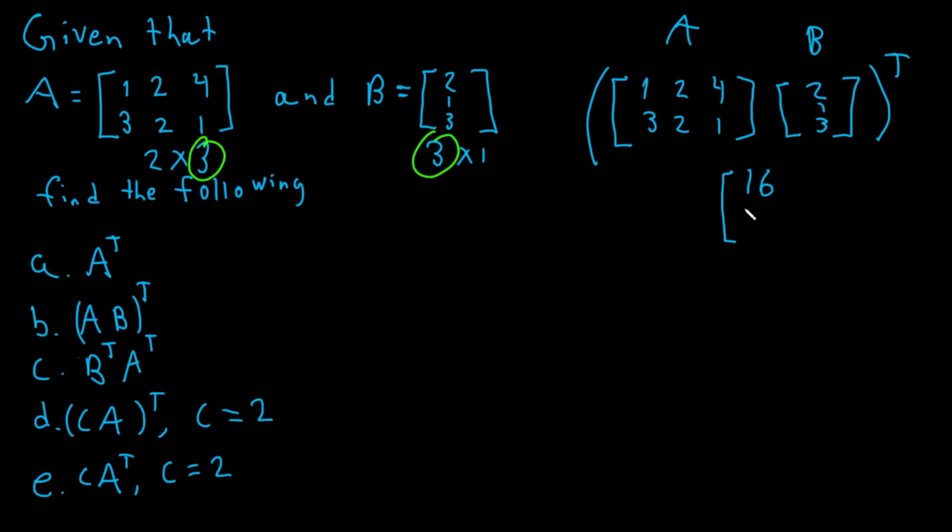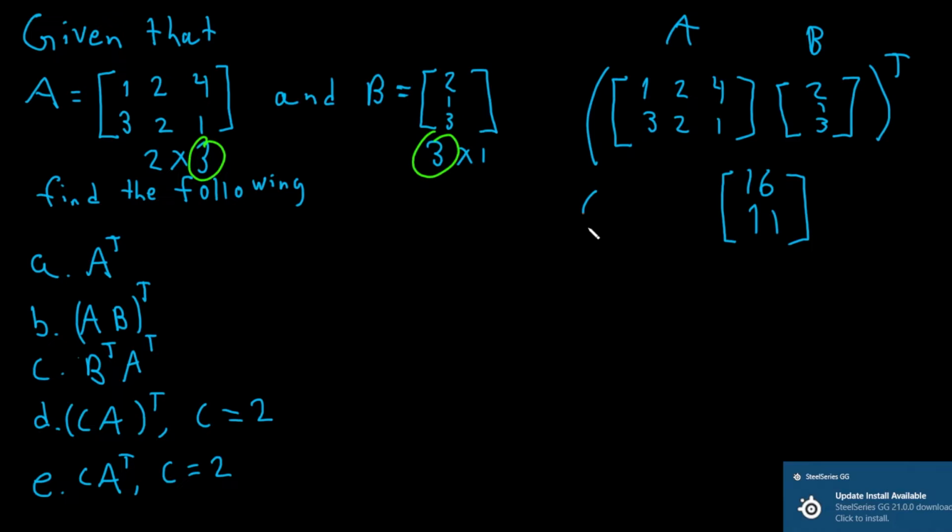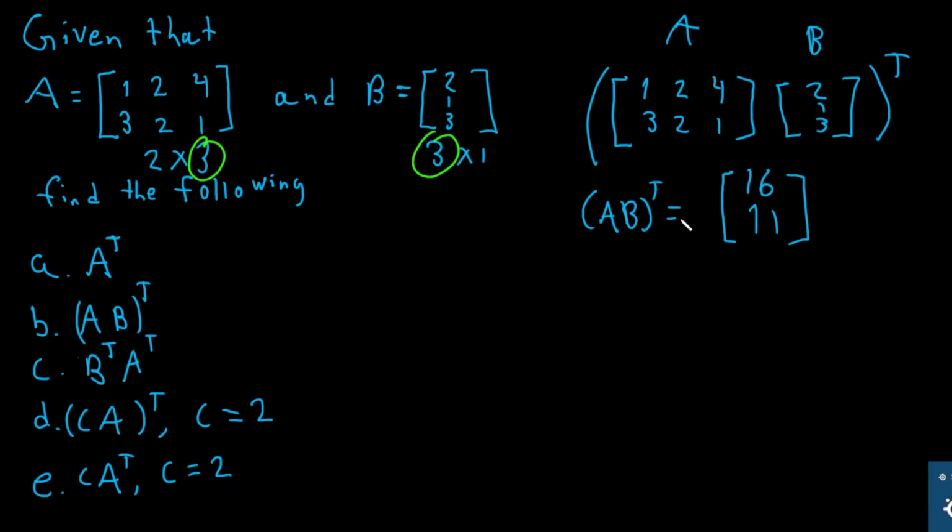And the second entry is going to be 6 plus 2 plus 3. So 6 plus 2 is 8, plus 3 is 11. So 11. And this right here is equal to AB. Sorry, I said AB transpose, but that's just AB right there, my bad. We found it by just taking A and multiplying it by B.